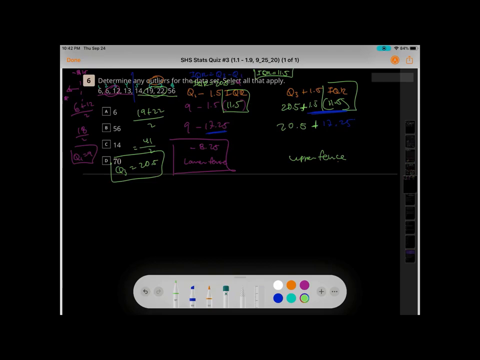So 20.5 plus 17.25 would give me 37.75. Okay, what does this mean? That means any number that's above 37 and going in this direction would be an outlier, and that number would be 56. Now, be careful, these questions ask to determine if any of these, and then it says select all that apply. So it could have been multiple, but there's only one 56.